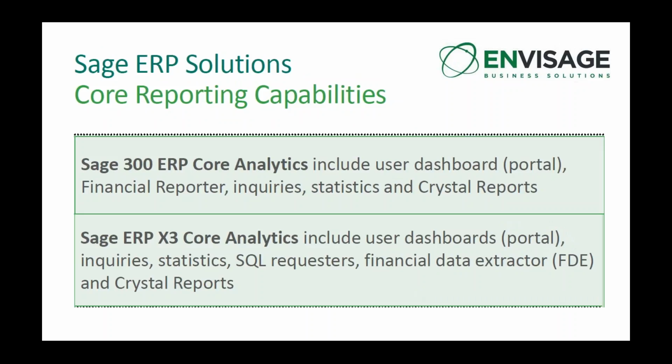Okay, so straight out of the box, these are the two Sage products. Sage 300 ERP comes with dashboards for the portal with the web version, the financial reporter. You've also got some inbuilt inquiries, statistics and Crystal Reports. Sage X3 has very similar. It's got the dashboards with the portal, inquiry statistics, but they also have the SQL requesters, the financial data extraction tool, and Crystal Reports. If you're not familiar with any of those and you're using Sage 300 ERP or Sage ERP X3, then please let us know, because they are what you have available to you right now with no extra add-ons or anything else.